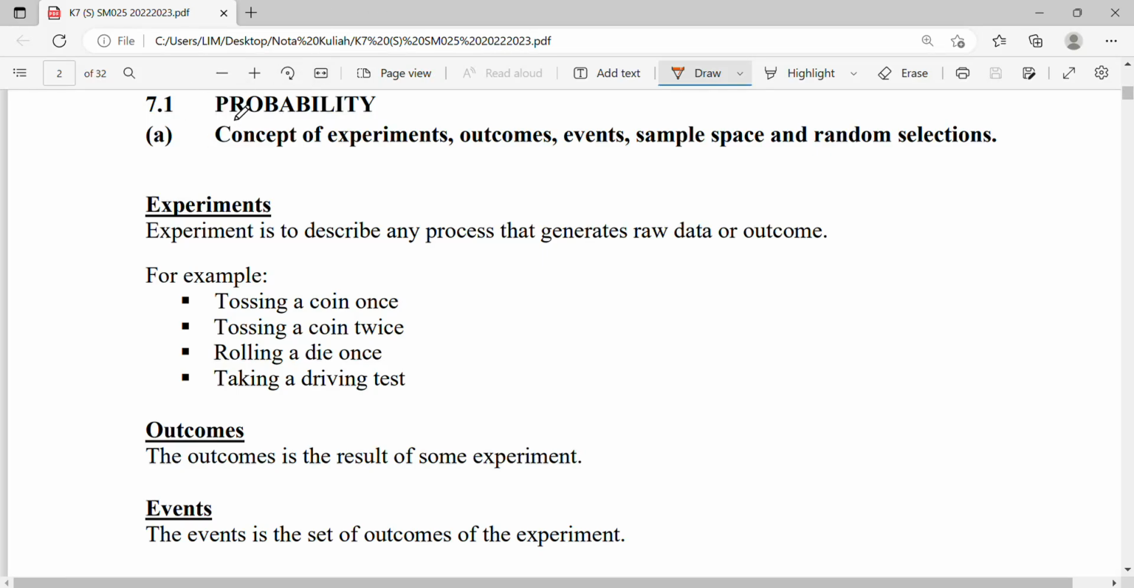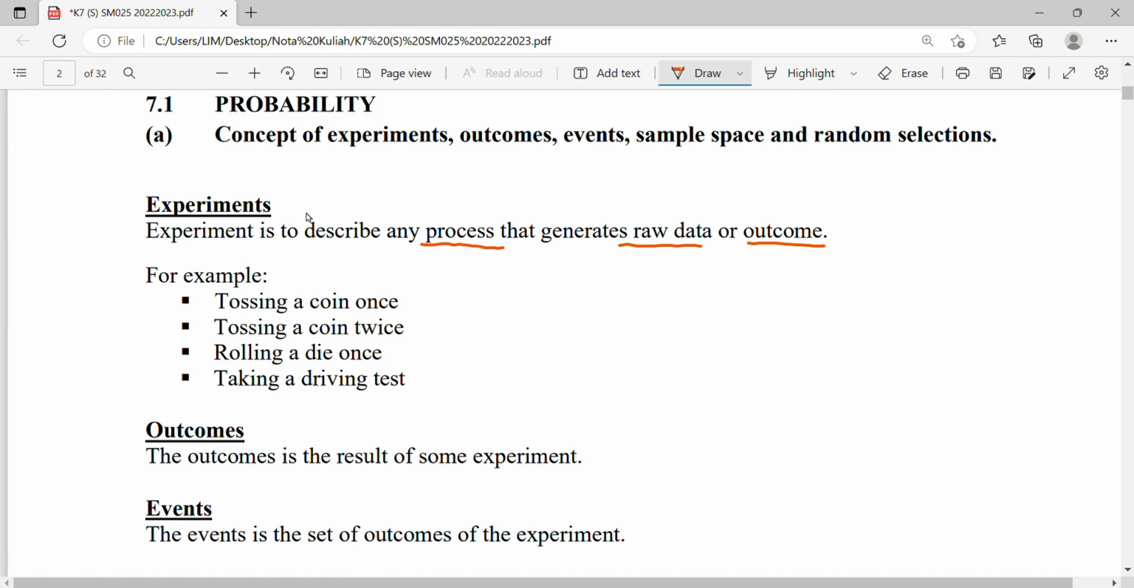For the topic probability, first you have to understand what an experiment is. An experiment is a process that you do to generate your data or outcome. It's an activity that you do, then you analyze what the chances are for getting this result, or that result. So probability is talking about the chances.